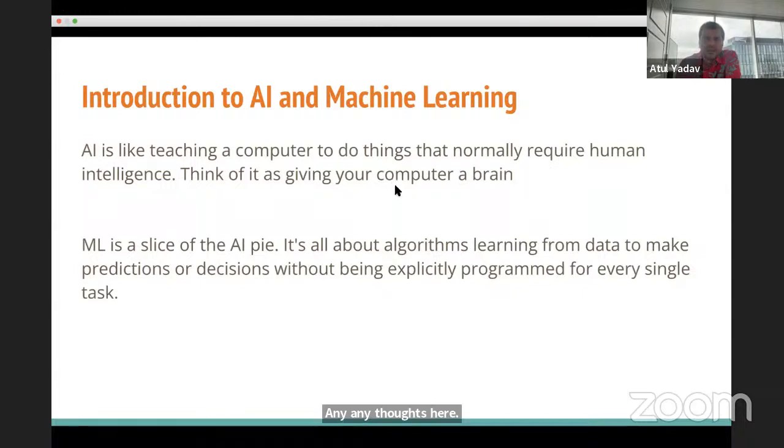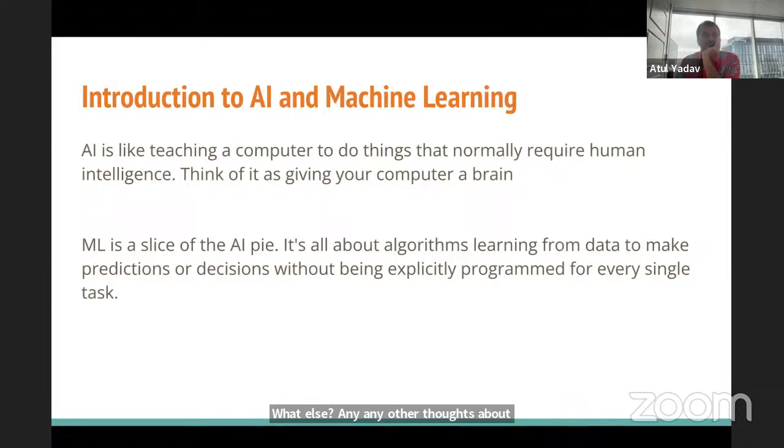I can see: AI is a field which deals with creating machines which behave like humans. ML is a subset of AI. Good. Abhijit says ML is a subset. Okay. What else, guys? Any other thoughts about AI and ML?